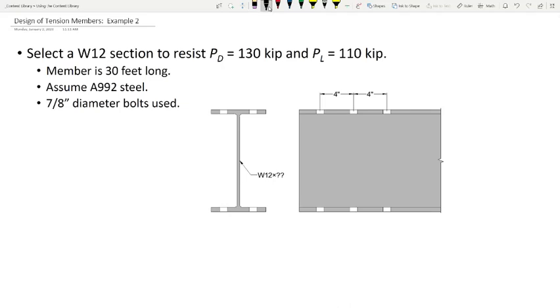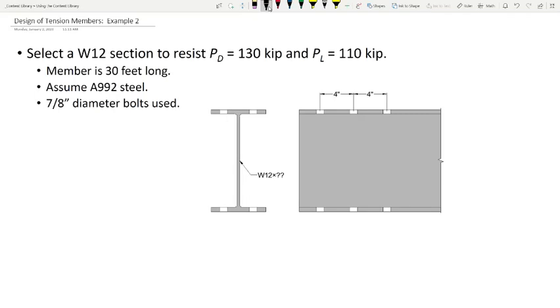One reason for doing this problem now is that I want you to think about this problem and how the introduction of a block shear limit state might affect your design later. But we'll get to that in a bit.